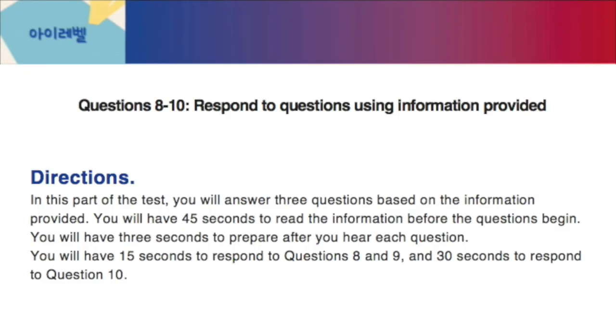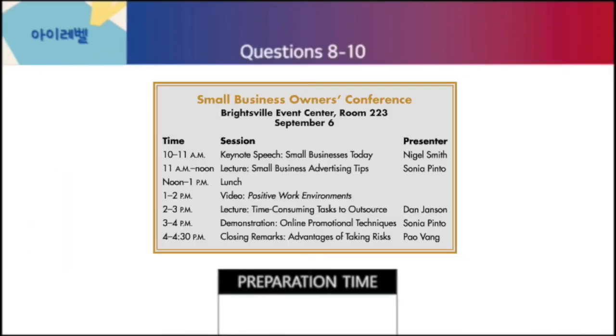In this part of the test, you will answer 3 questions based on the information provided. You will have 45 seconds to read the information before the questions begin. You will have 3 seconds to prepare after you hear each question. You will have 15 seconds to respond to questions 8 and 9, and 30 seconds to respond to question 10. Begin preparing now.